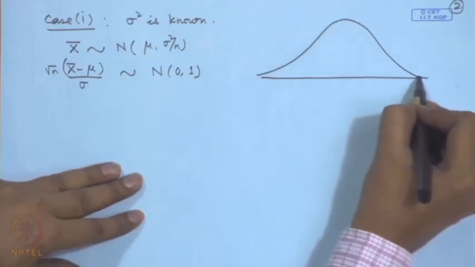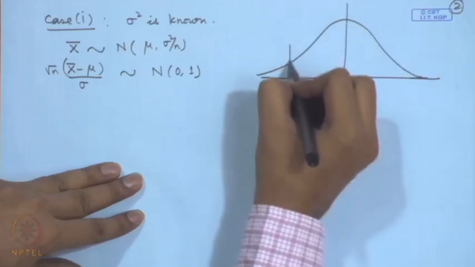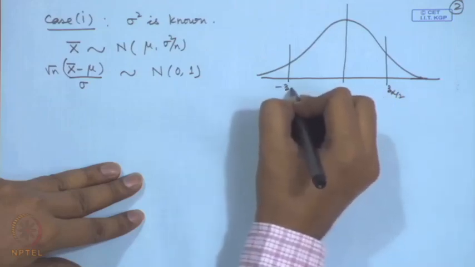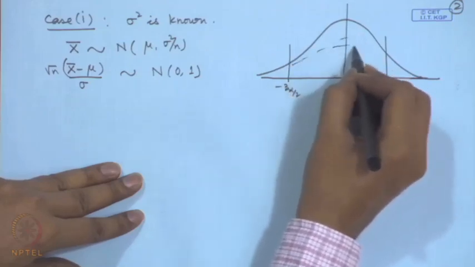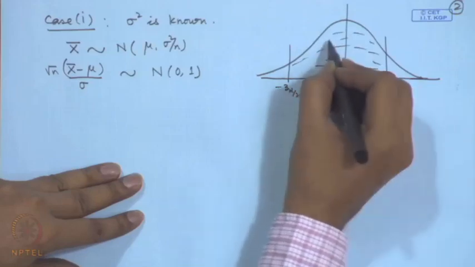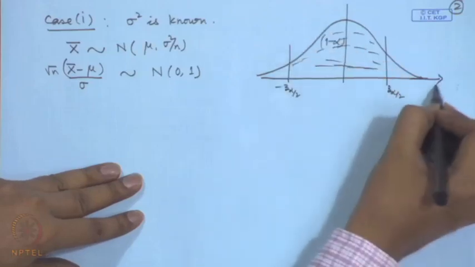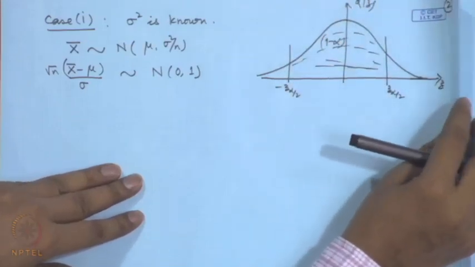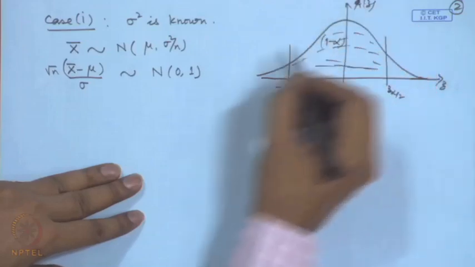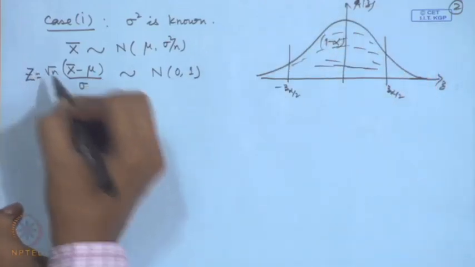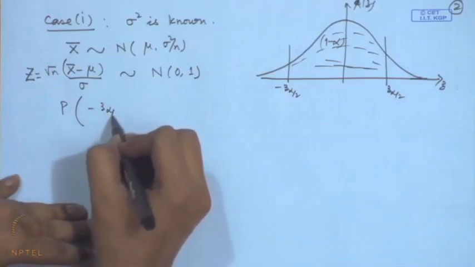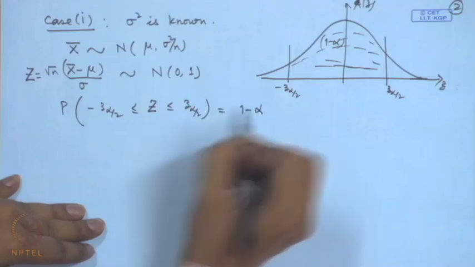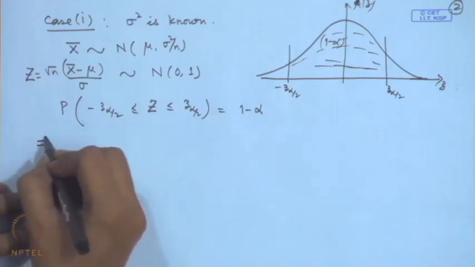So, if we consider the standard normal distribution, and in the standard normal distribution, if I consider the points z alpha by 2 and minus z alpha by 2, then this probability is 1 minus alpha. If this is z and this is phi z, the standard normal PDF, then the probability that minus z alpha by 2 is less than or equal to z, less than or equal to z alpha by 2, is equal to 1 minus alpha. Now, this statement we can simplify.